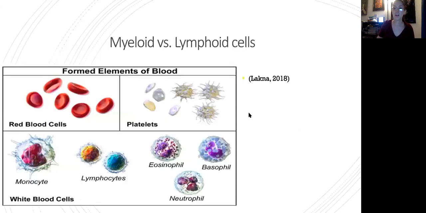Here are some pictures of the different types of blood cells. Acute lymphocytic leukemia forms from lymphocytes, which are these right here. And acute myelogenous leukemia forms from red blood cells, platelets, and all the other forms of white blood cells, with the exception of the lymphocytes.